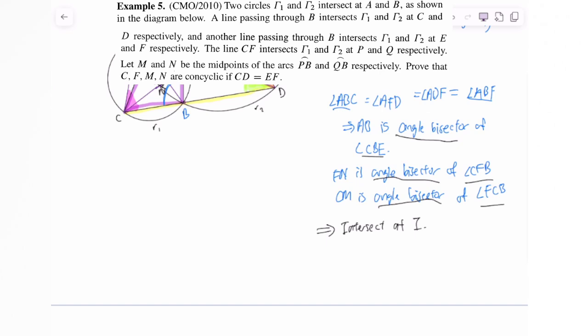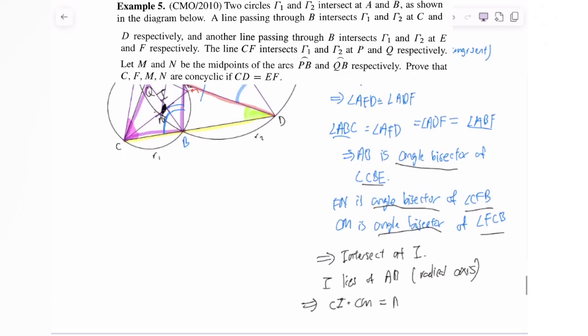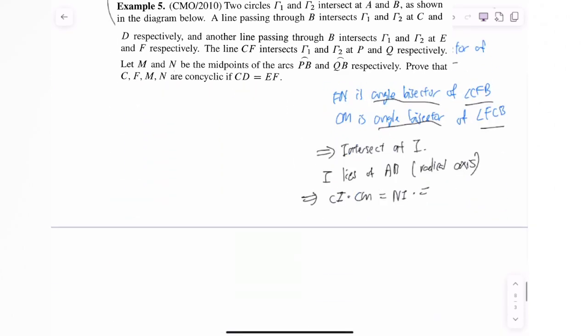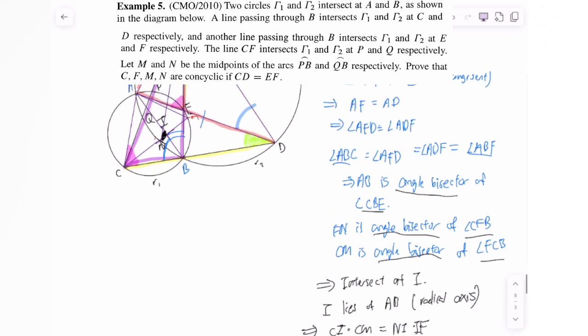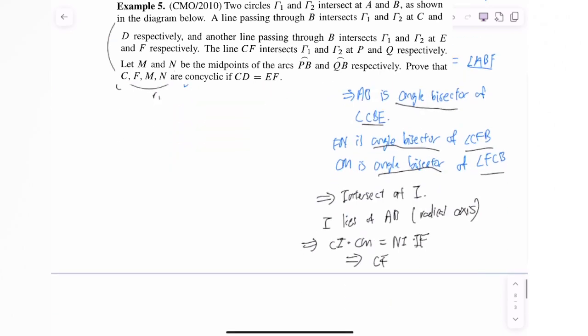And I lies on AB, which is the radical axis, and you can see that CI times CM would be equal to NI times IF, which concludes that C, F, M, N, yeah, are concyclic.